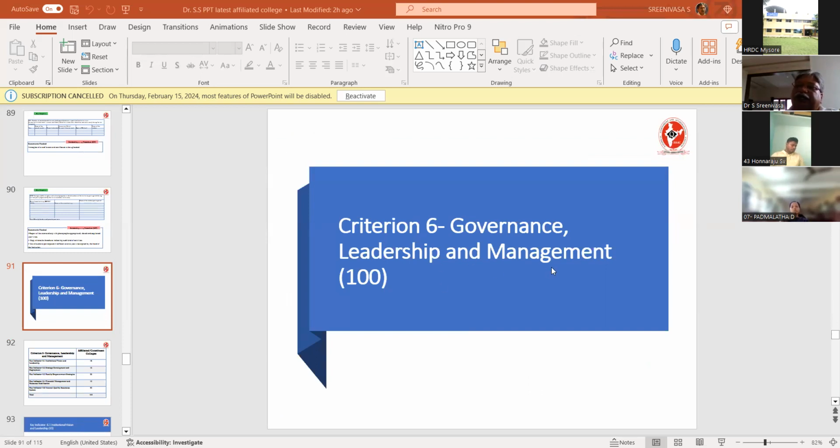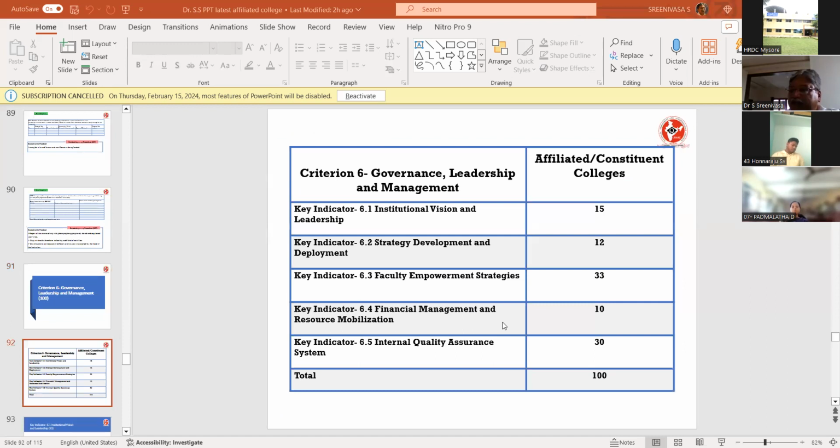Governance, leadership, and management: how the activities at the institution are taking place. Institution vision and mission, leadership, strategy development, faculty empowerment strategies, financial management, then the internal quality assurance cell. See, this IQAC cell is a very, very important aspect of the institution. Each institution must have an IQAC cell, and the IQAC person is designated as the director or the coordinator of the IQAC cell. He has a lot of responsibilities.